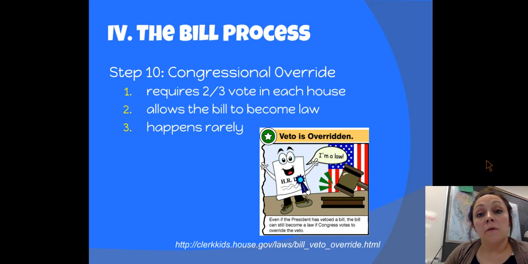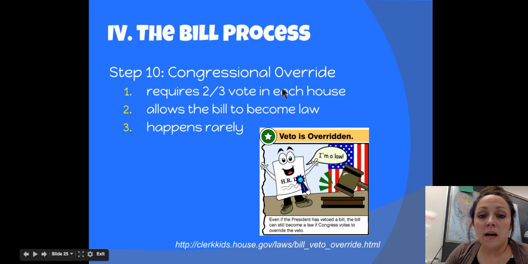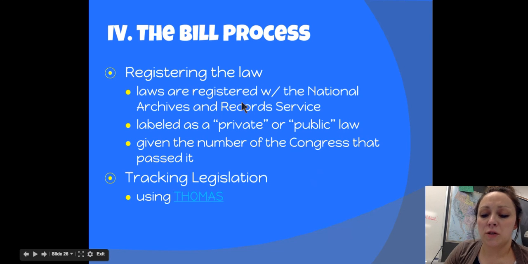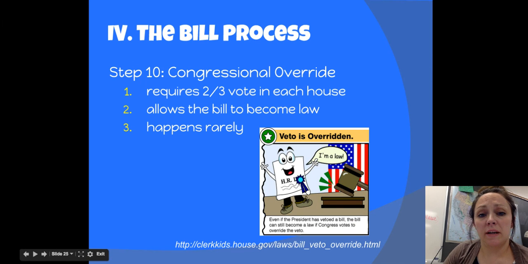Step 10, the Congressional Override. This is one step that does not have to happen. In order to override a president's veto, you have to have 2/3 of a vote in each house of Congress. And that is a lot of people that have to get together to basically oppose the president's wishes. This allows the bill to become law without the president's signature. And it happens very rarely simply because it requires so many people to vote in favor of it. Okay, so those are the 10 steps in the bill to law process.